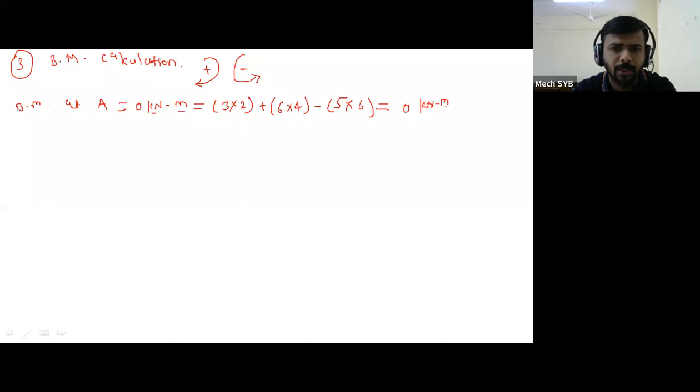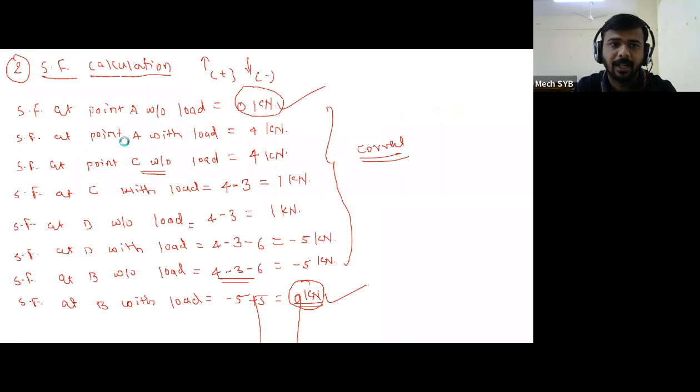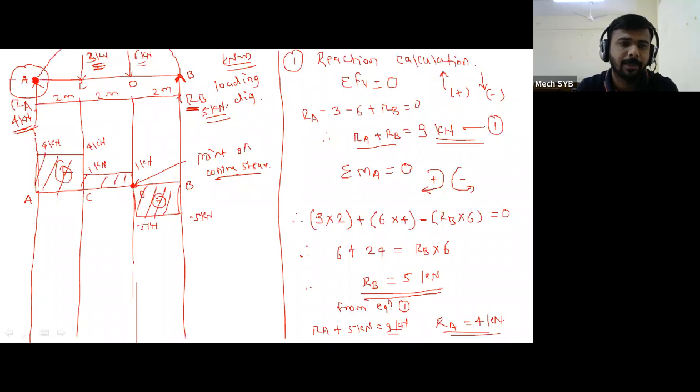So we need not do the calculation. Directly you can write down bending moment at point A 0 kilonewton meter and bending moment at point B 0 kilonewton meter, like that. So point A is over. Now the second, BM at C. BM at C. Now we have started our BM calculation from the left side. So point A is over.